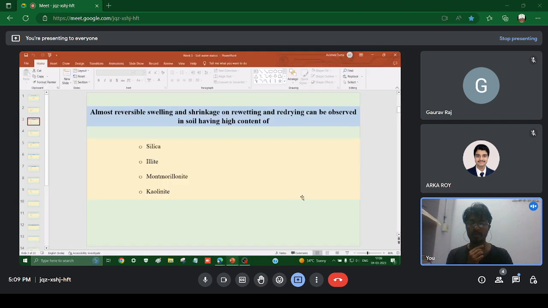I'll repeat the question. Almost reversible swelling and shrinkage on rewetting and redrying can be observed in soil having high content of. The options are silica, illite, montmorillonite, or kaolinite.